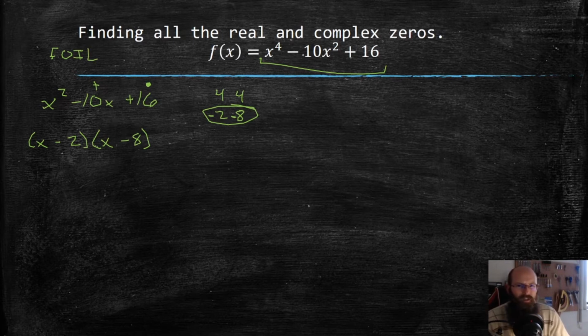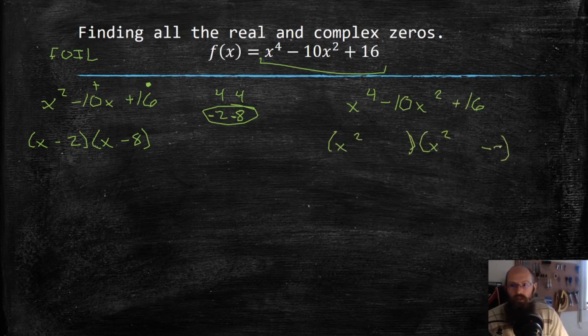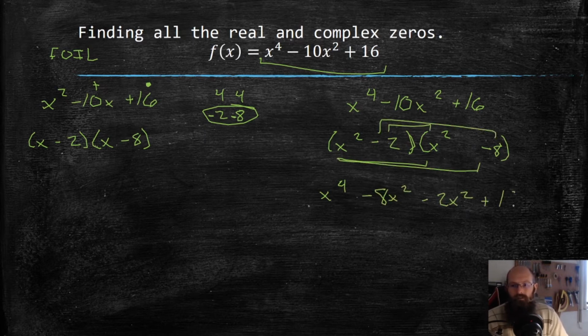But this one is slightly different. But not much, right? I mean, this is x to the 4th minus 10x squared plus 16. So what if it was just x squared and x squared, and then still a negative 8 and a negative 2? Does that still work? Let's check. So yeah, that does it.